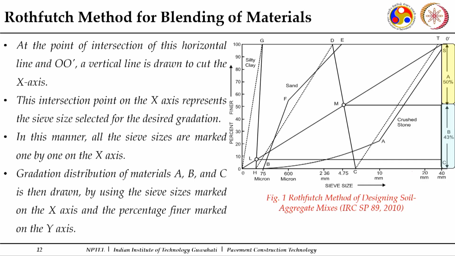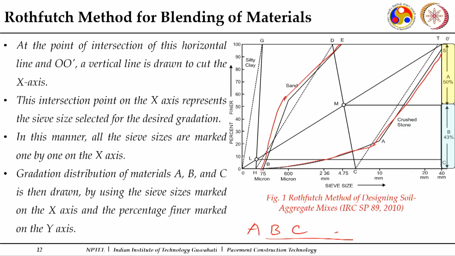Now whatever blend of aggregates you have to attempt here, for this particular case there may be 3 aggregates or there may be 4 aggregates. If 3 aggregates are there, I need to plot the individual gradations. I'll use these sieve sizes given there, and with respect to the sieve sizes, I'll plot the gradation. So this gradation for A is plotted here this way. Gradation for this second material is plotted here in this manner.